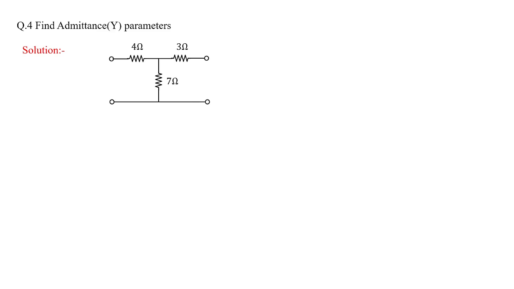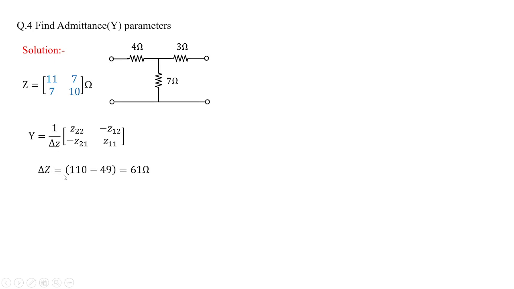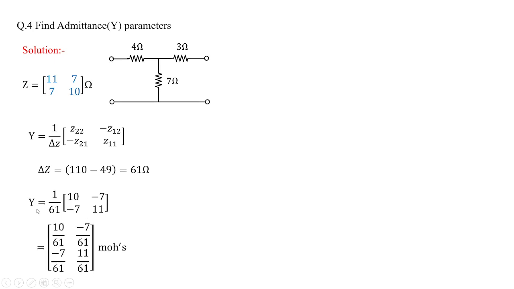Now let us find the admittance parameters for the same network. We know that Z is equal to 11, 7, 7 and 10. Now Y parameters can be obtained in terms of Z parameters with this standard formula. So we need to find delta Z. Delta Z is Z11 multiplied by Z22 minus Z12 and Z21. So this answer becomes 61 ohms. Now with this you can get the admittance parameters, which are 10 by 61, minus 7 by 61, minus 7 by 61 and 11 by 61 mhos.